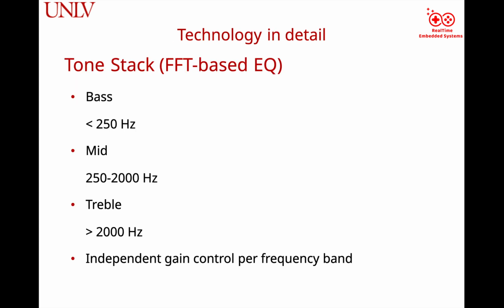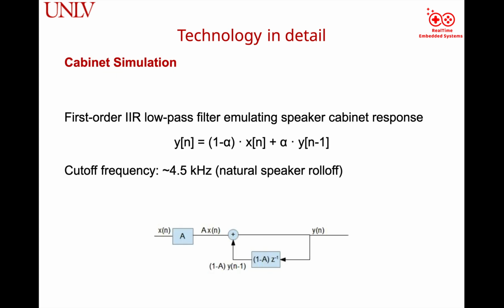Next is the tone stack, which is like EQ, a tone frequency adjustment. The tone stack separates bass below 250 Hz, middle from 250 to 2000 Hz, and treble above 2000 Hz, with independent gain control, similar to an analog amp, like the EQ section I mentioned. This part is on the block diagram that you saw before.